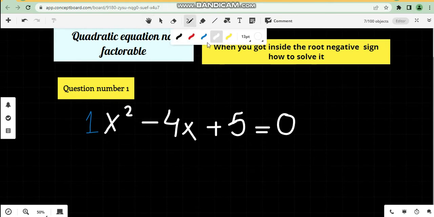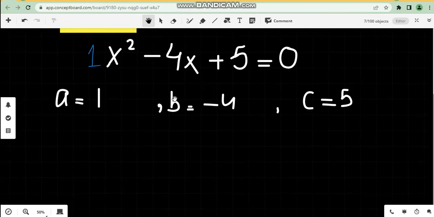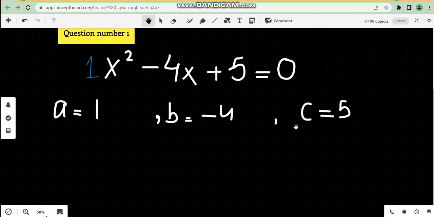Now you can see in this equation a is 1, b is -4 and c is 5. Whenever we solve a quadratic equation by the quadratic formula, it means that the equation is not factorable. That's why we are using the quadratic formula to solve it. That's the main reason the mathematicians announced that there's a second way to solve quadratic equations, the quadratic formula. So the ABC values I already mentioned.